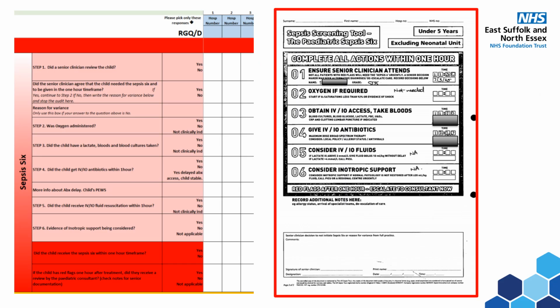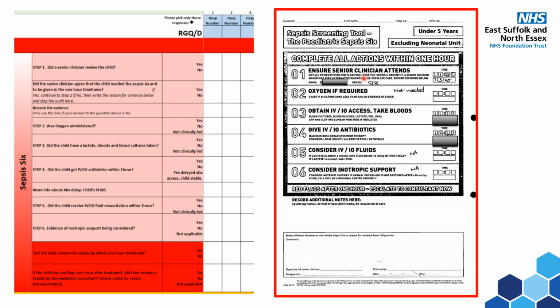So I'm next going to show you how you audit the Sepsis 6 section. So what you're going to do first of all is you're going to see if the child has had a senior review. So all children who have red flags should have a senior clinician review. So I can see here, so you're going to turn over onto the back of your sepsis screening tool, and you're going to look to see if the senior clinician has signed here.